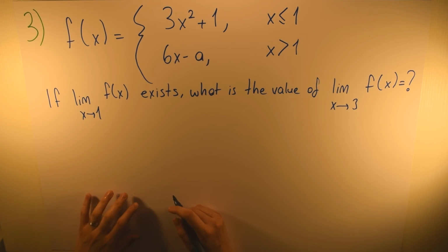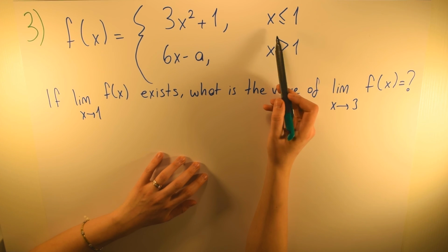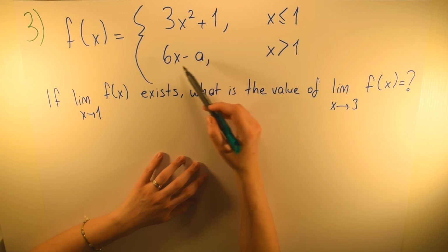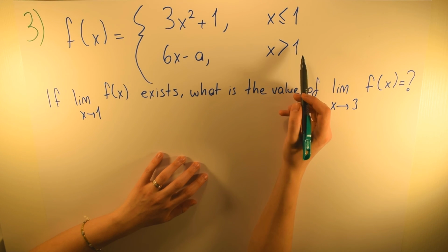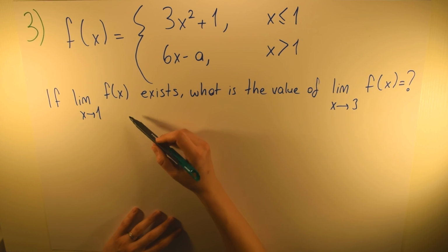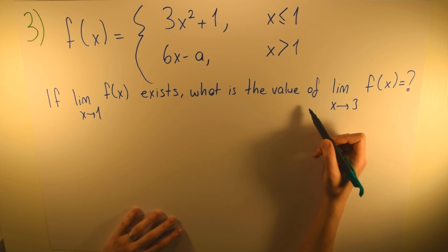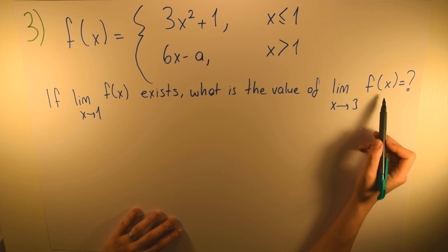In this question we have f of x is equal to 3x squared plus 1 when x is less than or equal to 1, and f of x is equal to 6x minus a when x is greater than 1. So if limit as x approaches 1 of f of x exists, what is the value of limit as x approaches 3 of f of x?